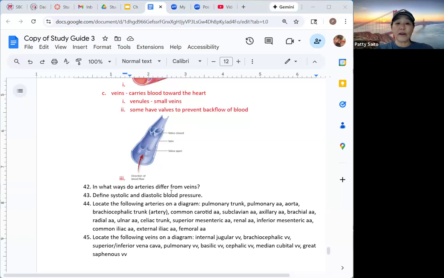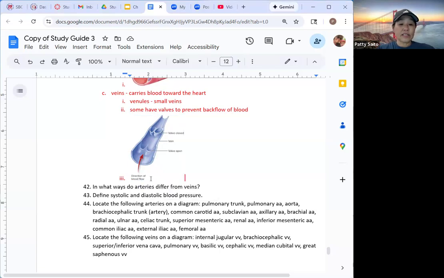So what are varicose veins in your legs? This is where you get damage to the valves. And if there's damage to the valves, then the blood begins to pool. All right, so the blood pools in the legs, and yeah, that's kind of unsightly. All right, the second part of that question is about the layers.